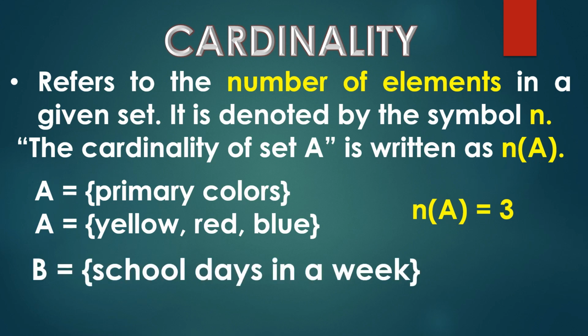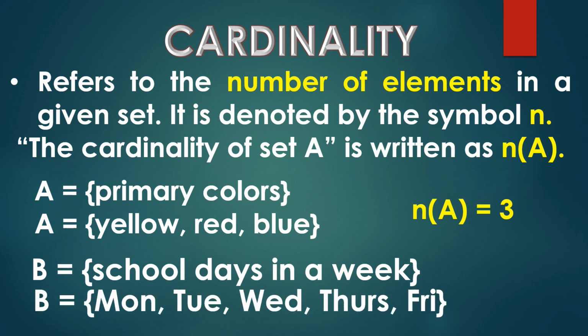Set B is the set of school days in a week. This can be written as set B is the set of Monday, Tuesday, Wednesday, Thursday, Friday. Can you give the cardinality of set B? That's correct. Say it with me. The cardinality of set B is 5. Great job!